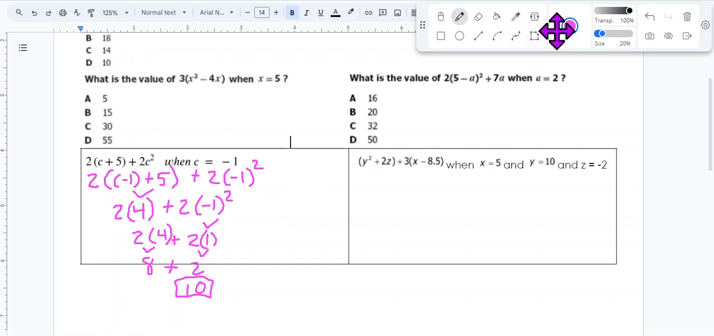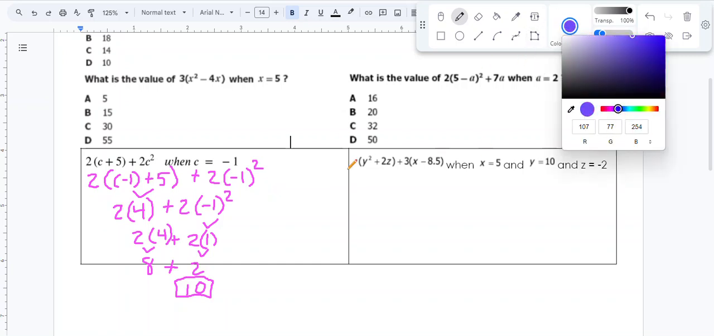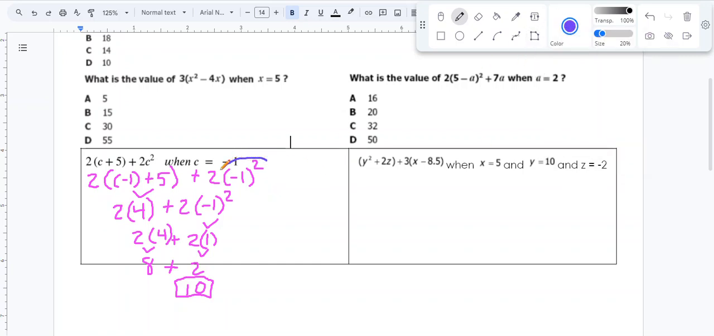All right, so this right here is another reason why we want to use parentheses. Okay? So when we square a number, like this right here, if I just plugged in -1 and put squared, that's going to give me -1 as an answer.